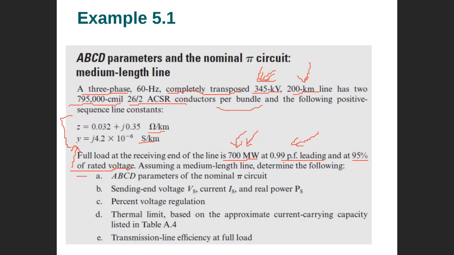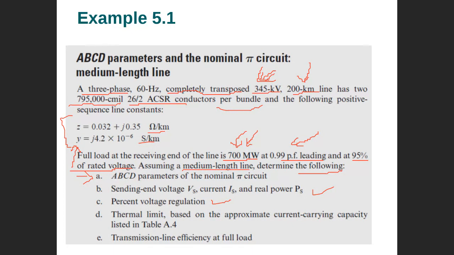Okay, so we want to find ABCD. Assuming a medium length line, you know now it's a pi circuit, so you need to determine it as a pi circuit. We want to find A, B, C, D, and then the sending end voltage. Then the percent voltage regulation: V at no load minus V at full load, over V at full load.